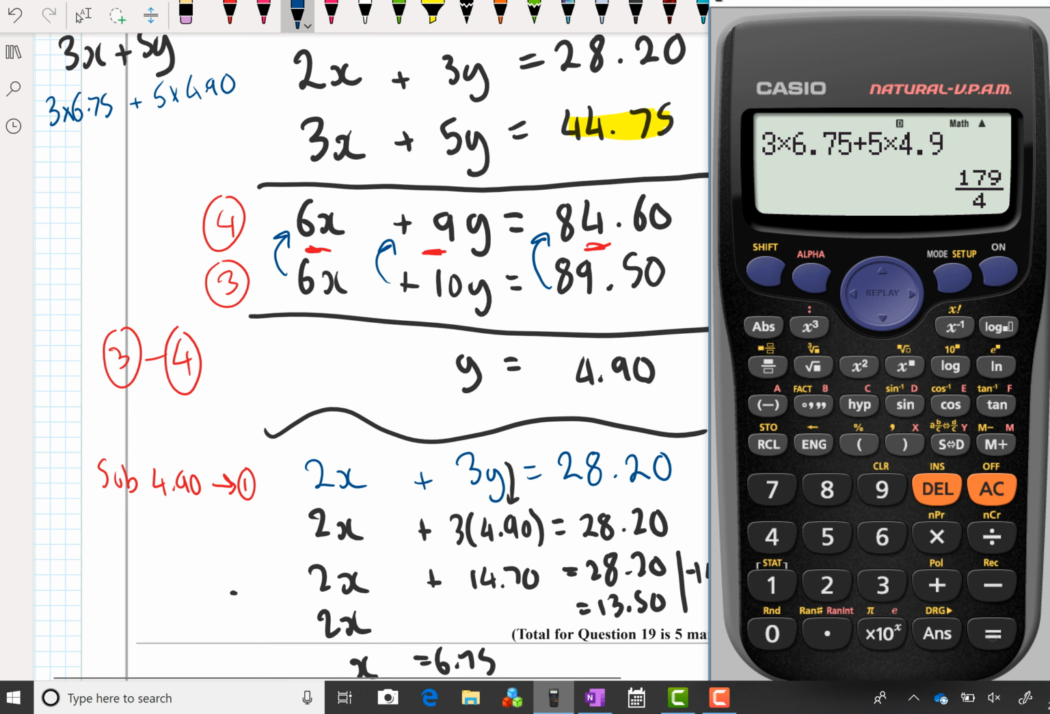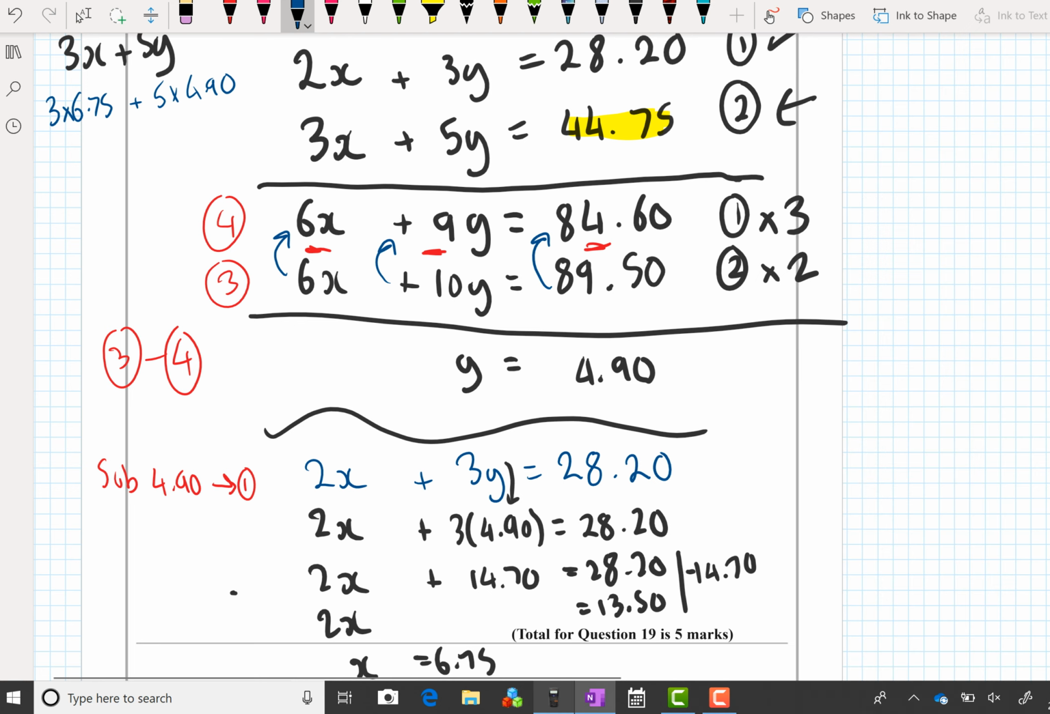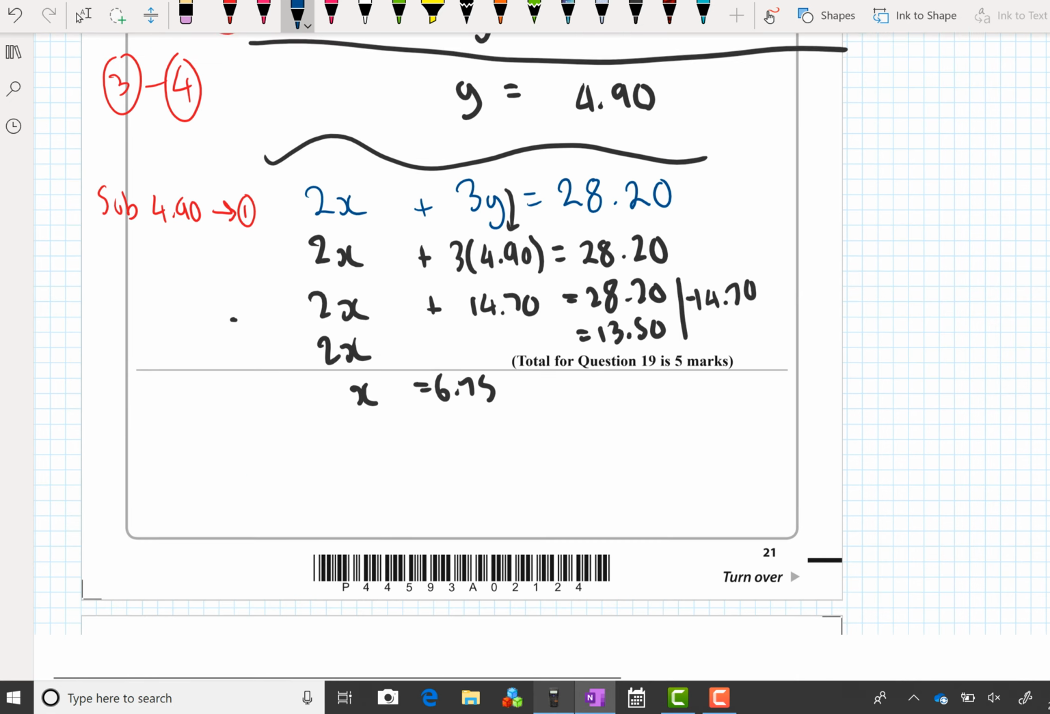3 times 675. Add 5 times y, where y is 490. 5 times 490 should be giving me that value. 3 times, if not, I've made a mistake somewhere. Well, the calculator's wrong. Probably me though. Should be £44.75. Yes, if I would have made a mistake there, I'd run through my working out one more time to check that I didn't do 3 times 3 and get 18. Something like that. But yes, tick. Check's right. So that's 5 marks there. That's a lot of marks.